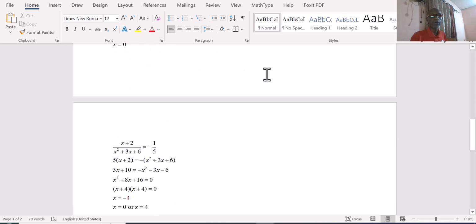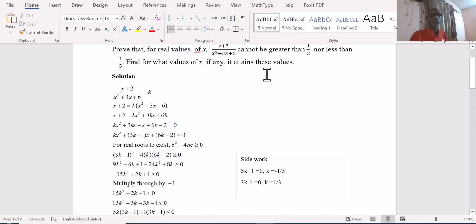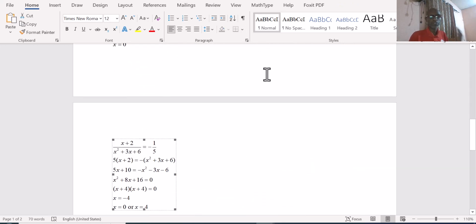So this is how to go about solving this kind of quadratic function. I hope you find it interesting. Go over the video, watch it as many times as possible, so you can get a good grip of how to solve problems like this when it comes to quadratic functions and how to go about solving them.